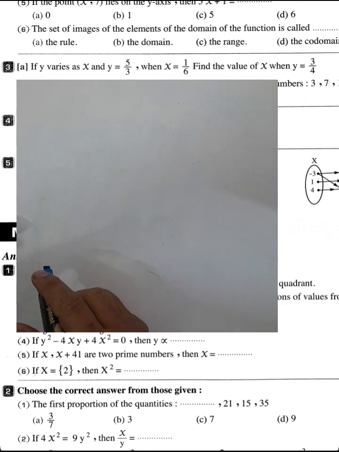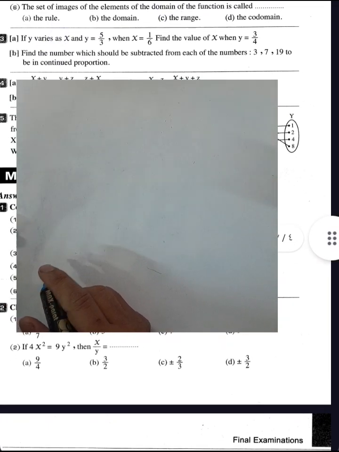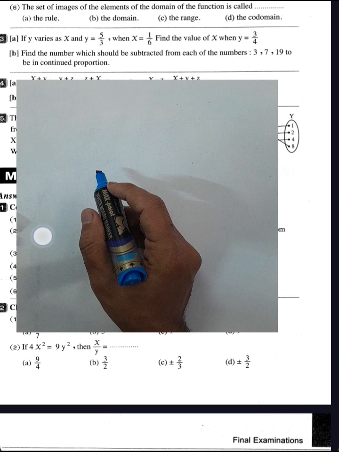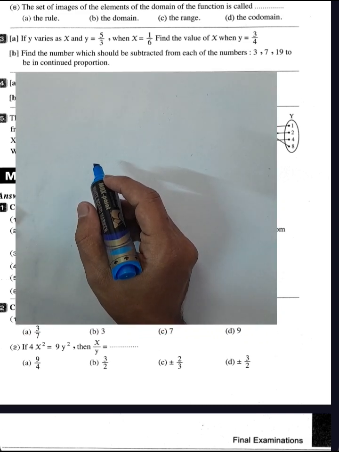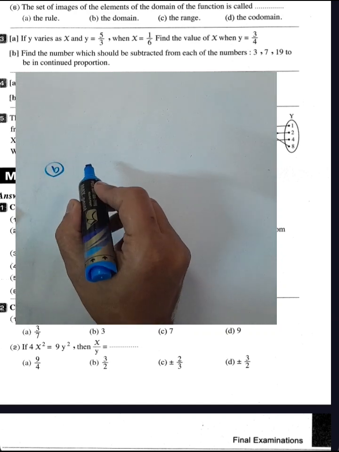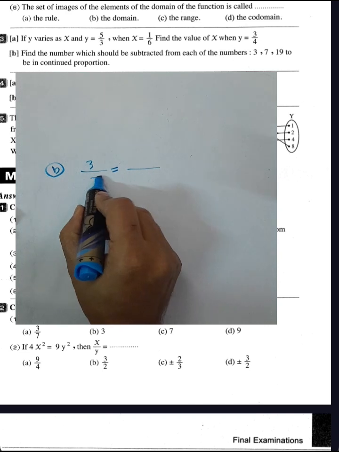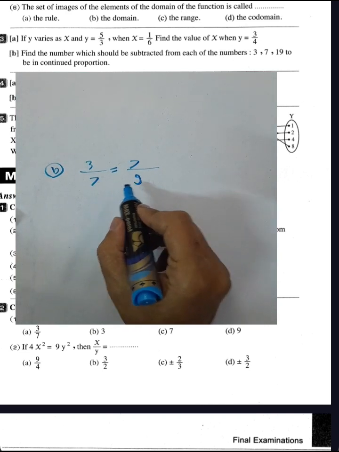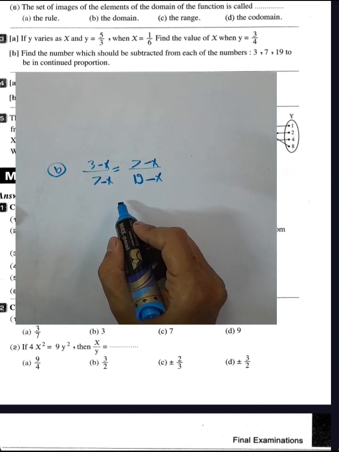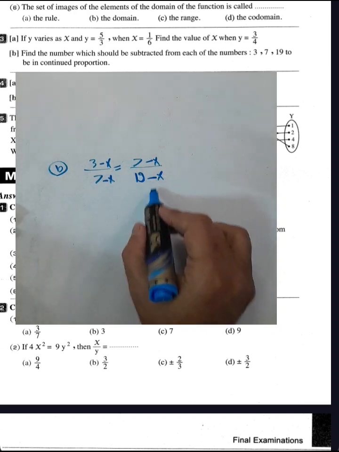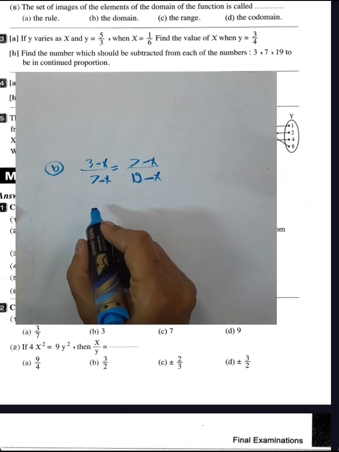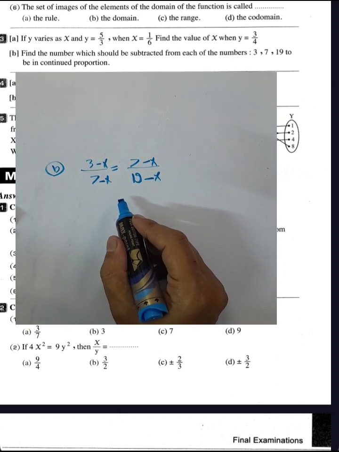Next example, question letter B. Find the number which should be subtracted from each of the numbers 3, 7, 19 so that they are in continued proportion. Continued proportion, what does it mean? If we put the number x, we can find the number. Put the number equal to x, because he tells us to find the number which should be subtracted from each of the numbers 3, 7, 19 to be in continued proportion. We can write it with x here, using the property that the product of extremes equals the product of means.